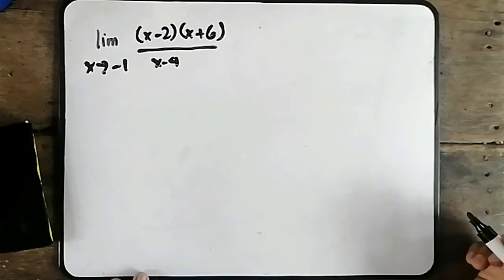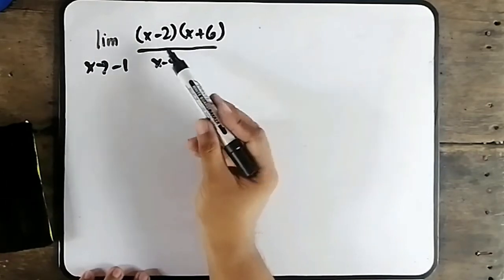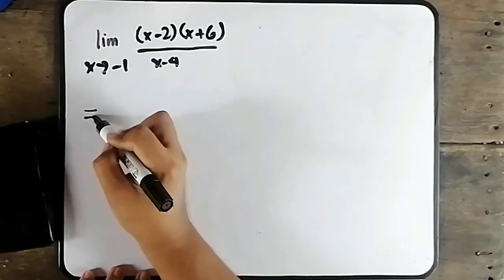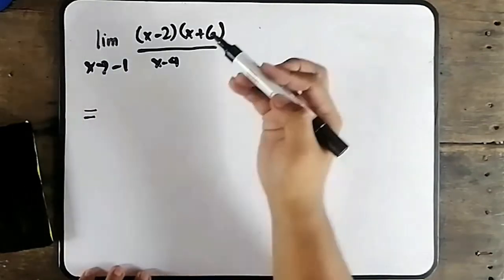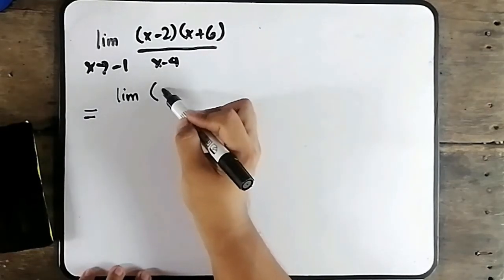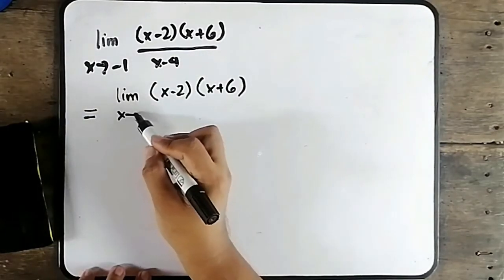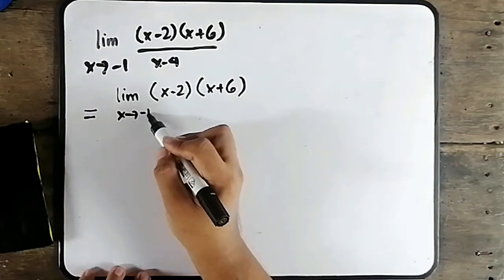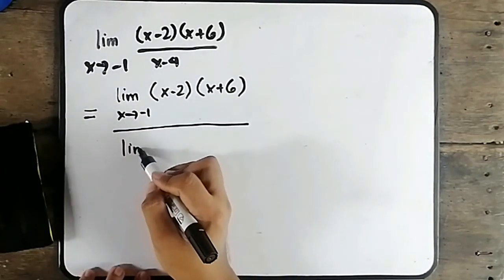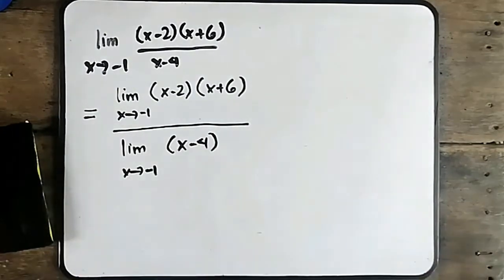For the last example, we have the limit of x minus 2 times x plus 6 all over x minus 4 as x approaches negative 1. So since our denominator, the limit of it is not equal to 0, so we can proceed with limit theorem number 7. That is, kunin natin yung limit ng taas over limit ng baba. So we have the limit of x minus 2 times x plus 6 as x approaches negative 1 over the limit of x minus 4 as x approaches negative 1.